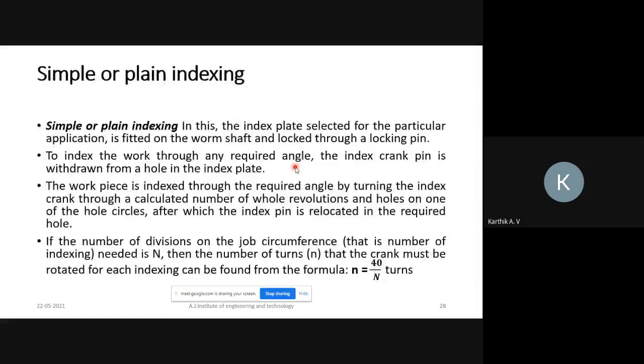The second one is the simple or plain indexing mechanism. For this, a worm wheel is used along with a spur gear. The spur gear has 40 teeth, so one full rotation of the spur gear is equal to 40 rotations of the crank. The spur gear spindle is connected to the workpiece. So to rotate the spur gear one full rotation, you have to rotate the crank 40 times. The formula is n is equal to 40 divided by N.